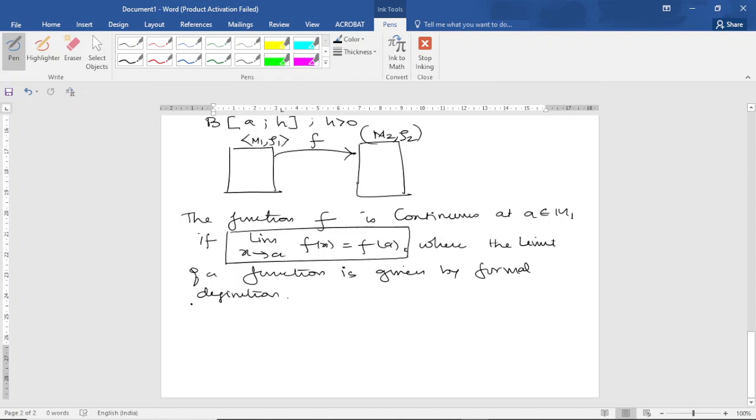If a function is continuous at a general point we take, and we say that the limit of f of x as x approaches a is f of a, then I say that the function is continuous at that particular point. If a is any general point, then I can say that the function f is continuous at every point of the domain M1. Then we simply say that f is continuous on M1.